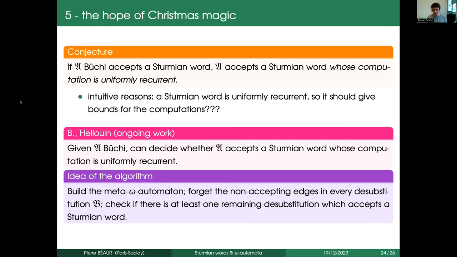I know that it's a bit convenient as a conjecture, but if we have a Büchi automaton, we can decide if it accepts a Sturmian word where the computation is uniformly recurrent. We have an algorithm which is basically the same as before, but with extra steps. You build a meta omega automaton. This time you completely forget the non-accepting edges, the normal edges, and we just focus on the doubled edges. And you check that there is at least one way to have a Sturmian walk in an edge. Sorry, I fumbled my whole description, but it's a bit complicated. But yes, we have an idea of an algorithm, and it works. But it just detects Sturmian words whose computations are uniformly recurrent.